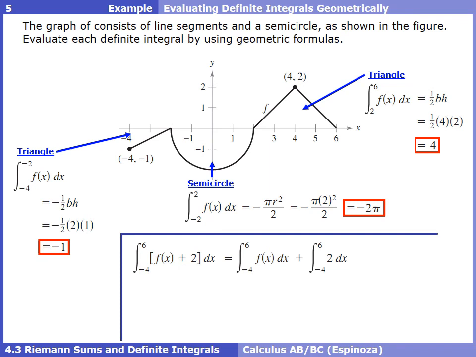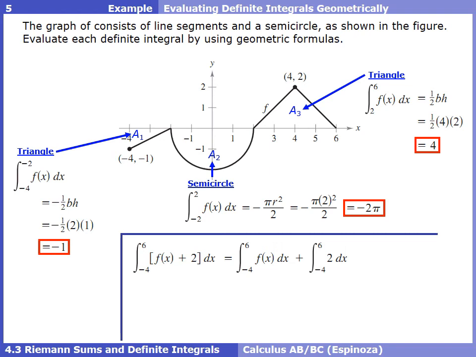We're going to write the integral from -4 to 6 of f of x, and then we're going to add to that the integral from -4 to 6 of just 2 dx. So let's talk about the integral from -4 to 6 of f of x. Well, that is just represented by all the areas we just found.